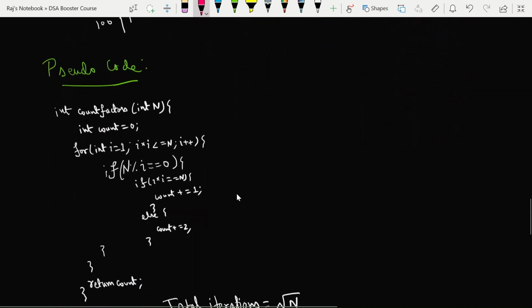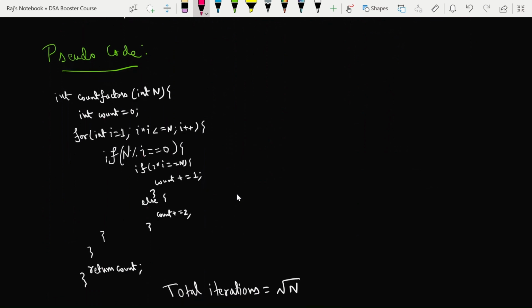So this is the pseudocode, guys, and over here, as you can see, I initialize my count to 0, I start my i from 1, and this thing is the same thing which we discovered: i is less than or equal to n by i. We need to go till this point, so we can write it as i into i is less than or equal to n. If you solve this equation, it comes out to be this.